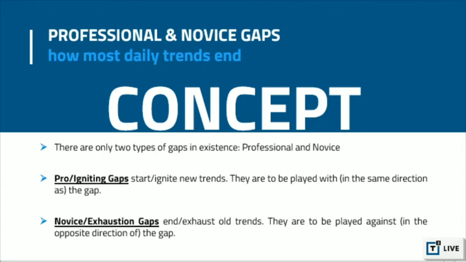Novice or exhaustion gaps end or exhaust old moves. They are to be played against, meaning in the opposite direction of the gap. So if it's a gap up, you want to look to play it short. If it's a gap down, you want to look to play it long. Now, okay, you got that?